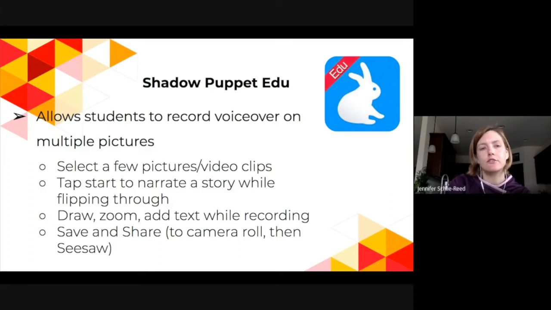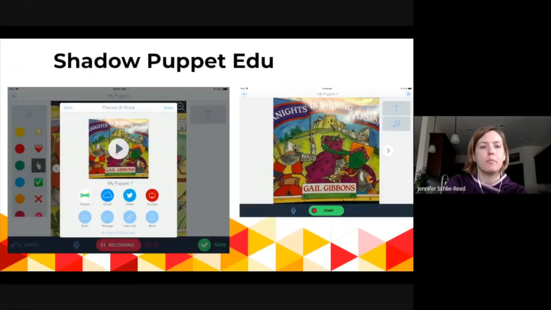And obviously, if your students don't have iPads at home, this is a free app, so parents could put this even on their iPhone or their Android phone. And essentially, what you do with ShadowPuppet EDU is, as you can see in this right picture, the book is on there, like the kid took a picture of the front page, they just touch the start button and then they record themselves reading the book, for example.